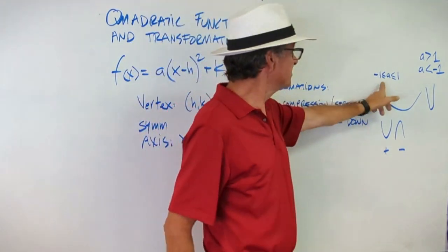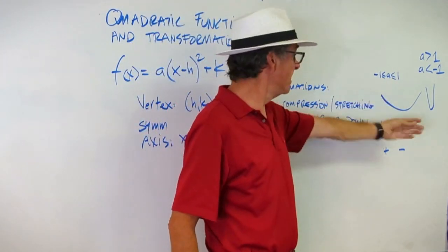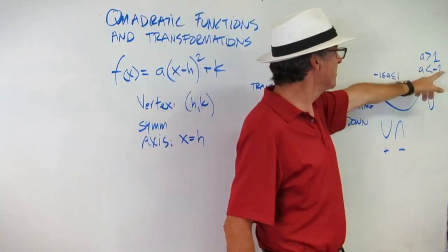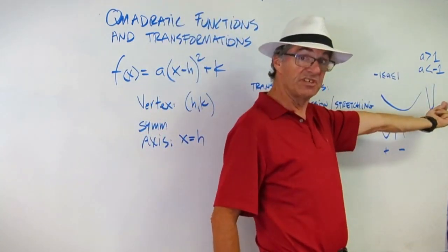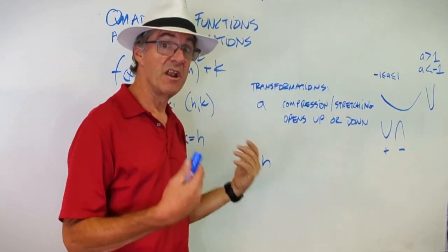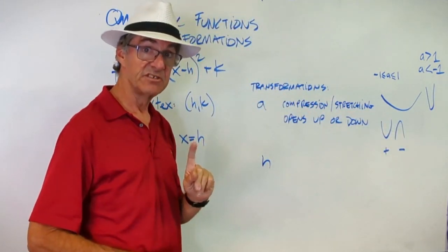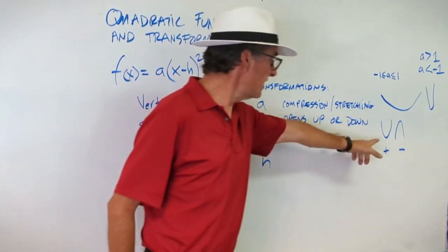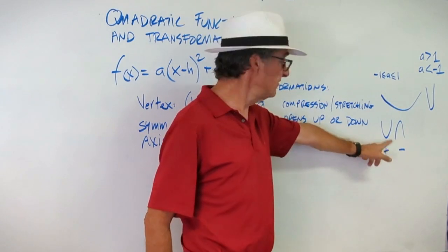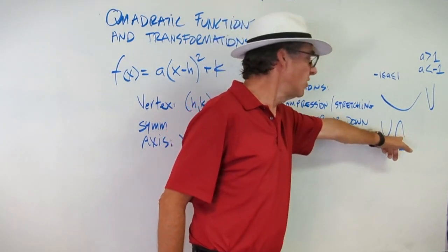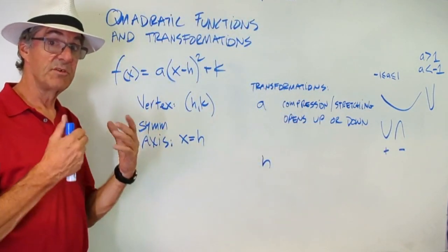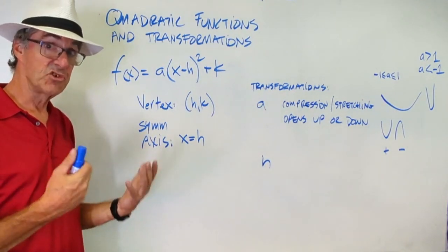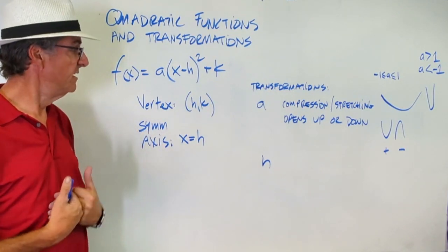So when a is between -1 and 1, it opens it up, it stretches it. When a is either bigger than 1 or less than -1, it pinches it down, compresses it, or makes it more narrow. So that's the first thing that a does. a also controls whether it opens up or down. So I've got my little graphs here. If a is positive, it opens up. If a is negative, it opens down. So a is one of the most important things that controls the shape of the parabola. So that's a transformation of the mother parabola.